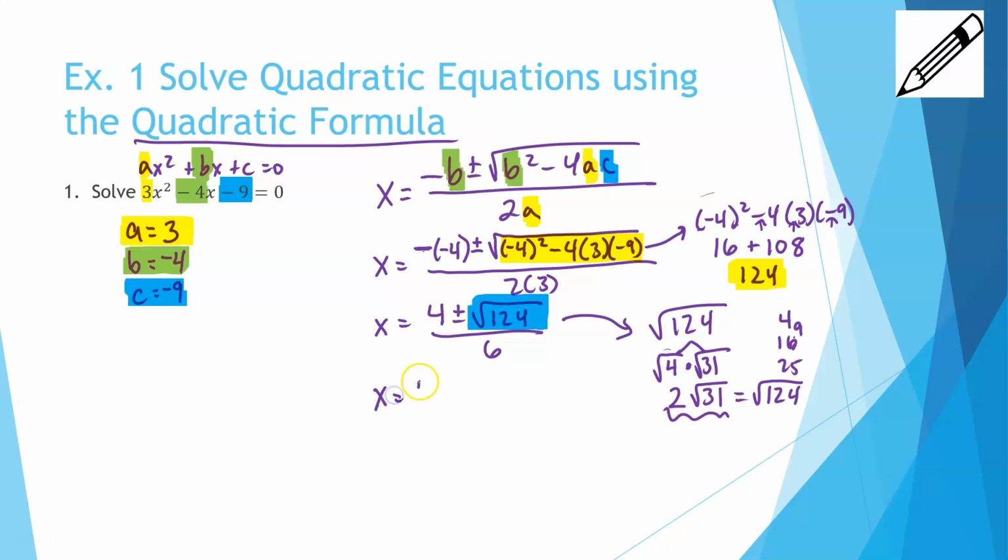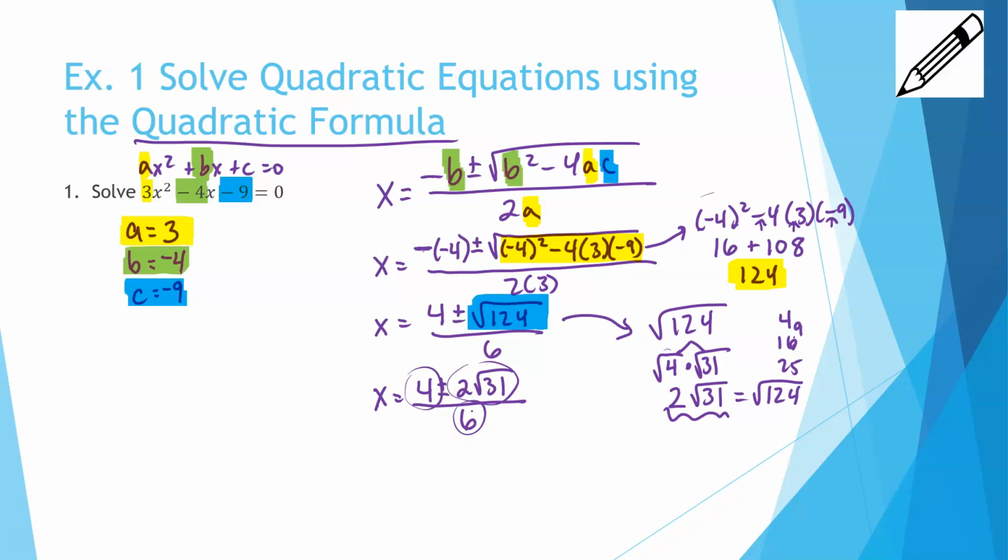So in my next step, I'm going to take the 4 plus or minus, and I'm going to rewrite the square root of 124 as 2 times the square root of 31. It's still all over 6. Now, last but not least, we have 3 separate pieces here. Okay, so we have the 4, the 2 root 31, and the 6.